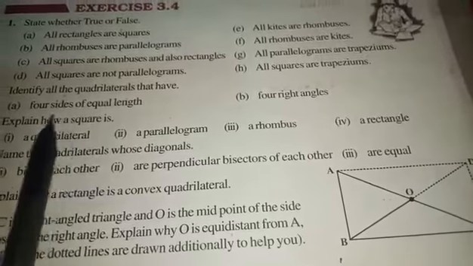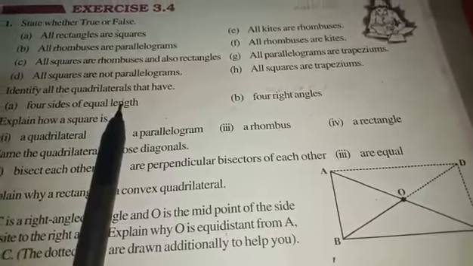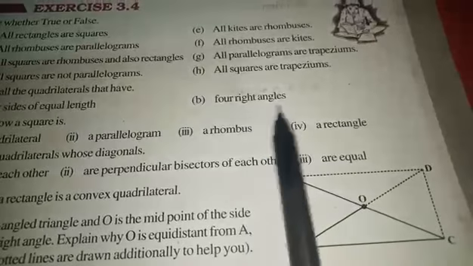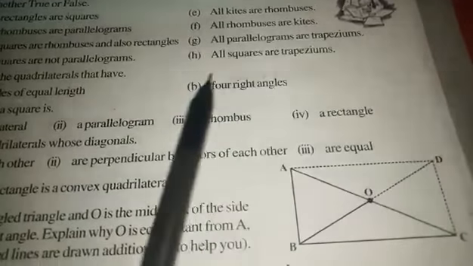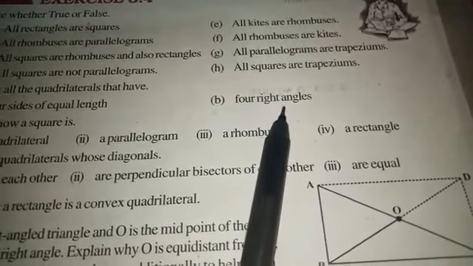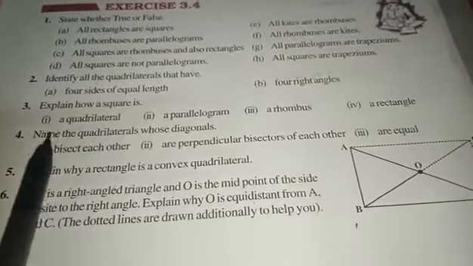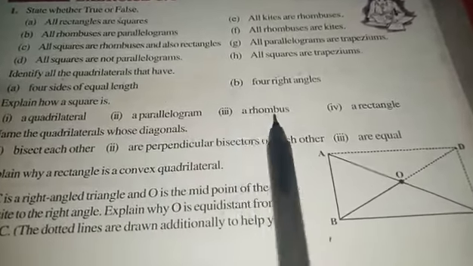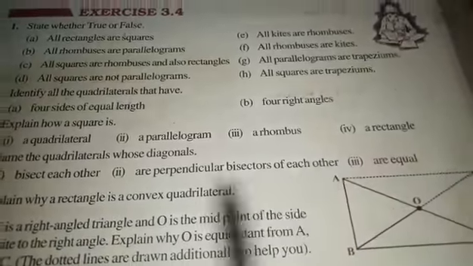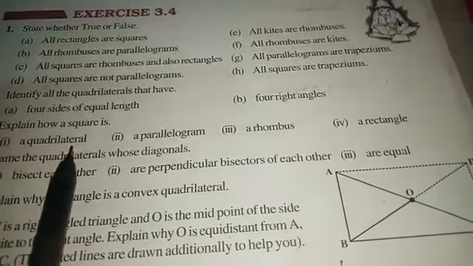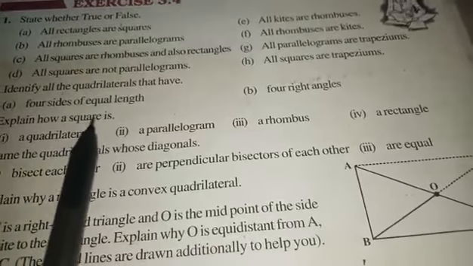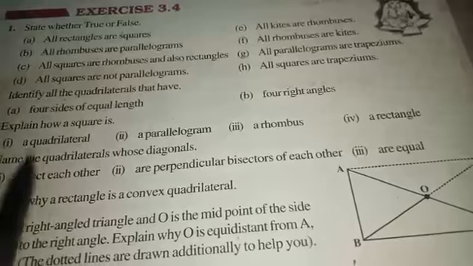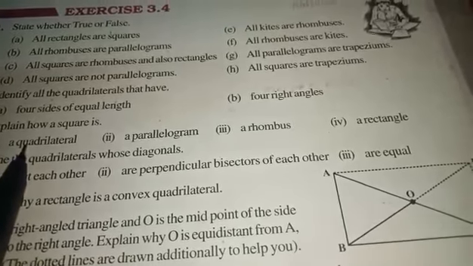You will find that they will be rhombus and square. Four right angles. You think about all quadrilaterals, you will find that in a square and rectangle all angles are right angles, that is 90 degrees. Question 3. Explain how a square is a quadrilateral, a parallelogram, a rhombus, a rectangle. A square is a quadrilateral. Yes, we know a quadrilateral has only 4 line segments, so a square has only 4 line segments.